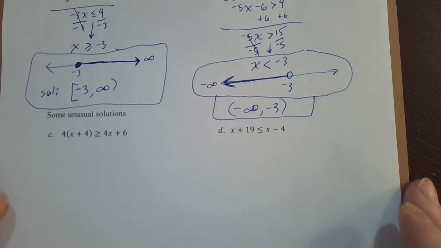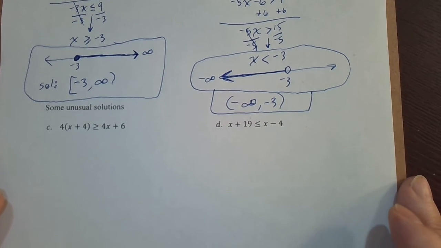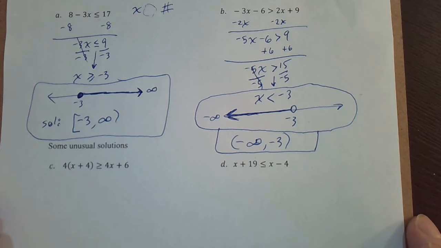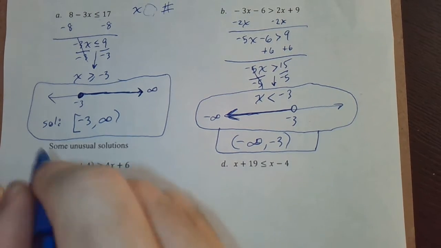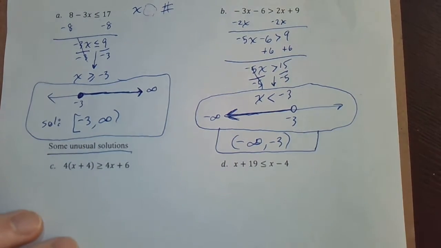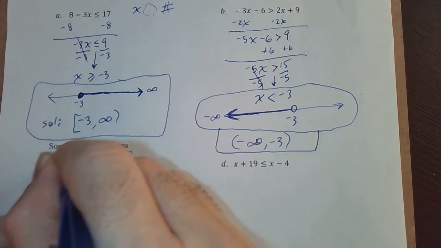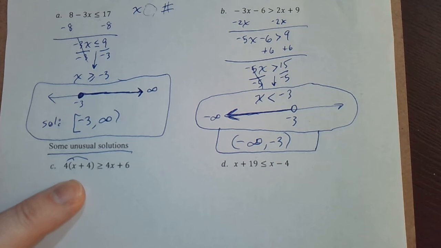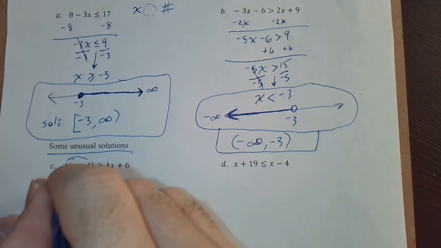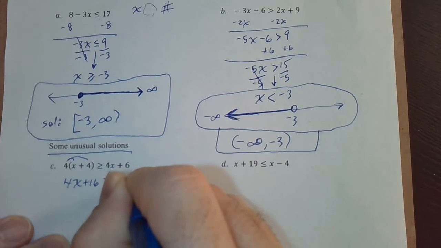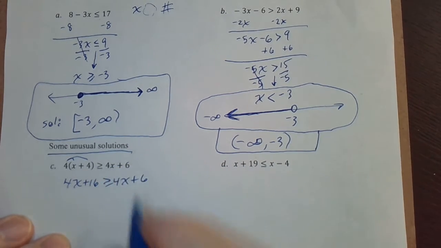Okay, well, we've got more examples to do in the next video, but I want to show a couple of unusual solutions that you need to understand. So this will have some unusual solutions. All right, let me first distribute on the left-hand side to get 4x plus 16 greater or equal 4x plus 6.